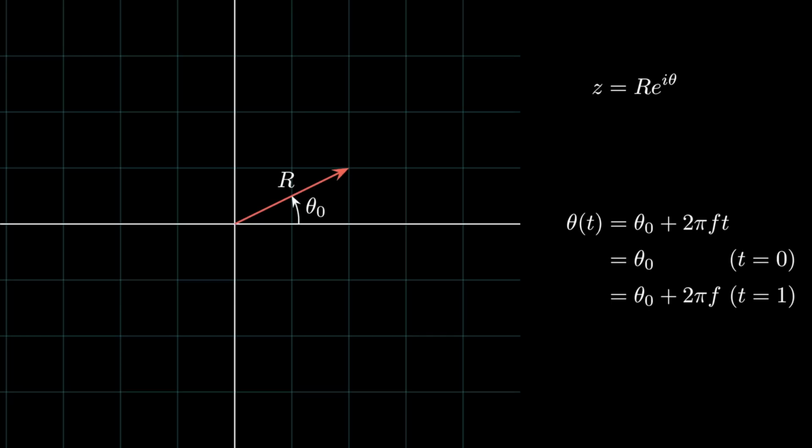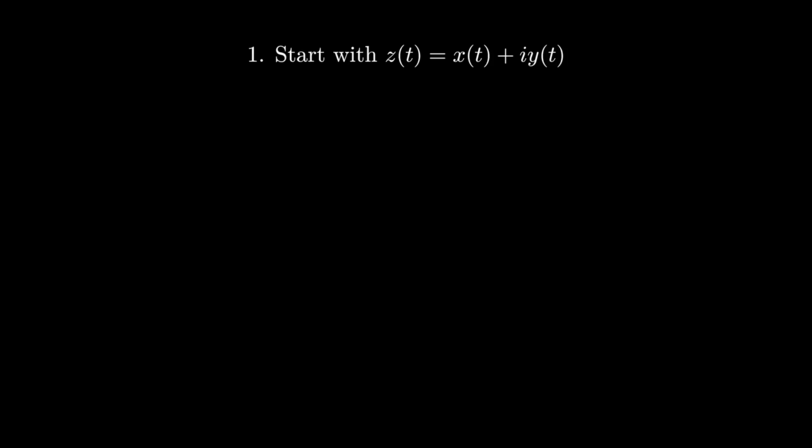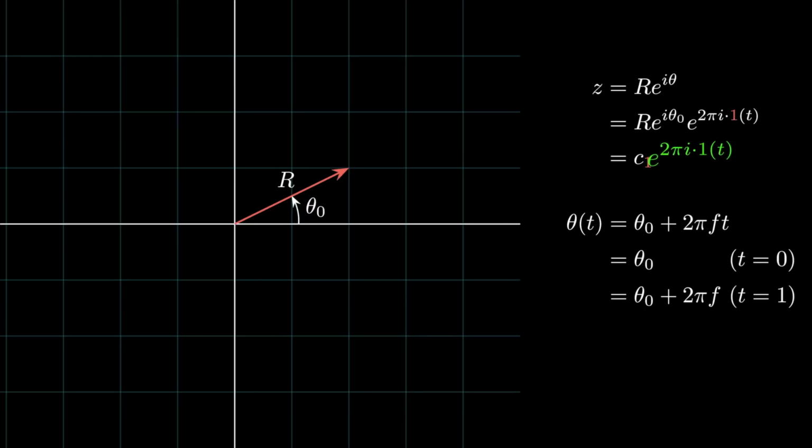Now, it turns out to be convenient to rewrite our complex number to separate out the time-dependent portion. For simplicity, we'll choose a frequency of 1 cycle per time unit. Our vector can then be written as a constant, which we label as c1, the subscript 1 referring to the frequency of rotation, multiplied by a time-dependent phase factor. The reason for writing it in this form is because the constant c1 represents the initial vector, while the phase factor is responsible for making it rotate.